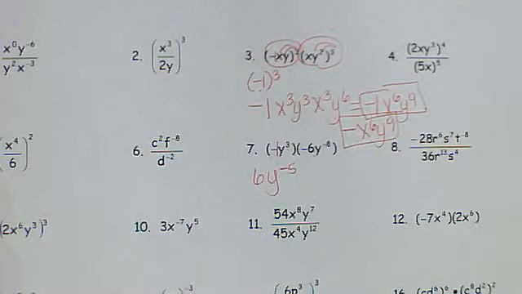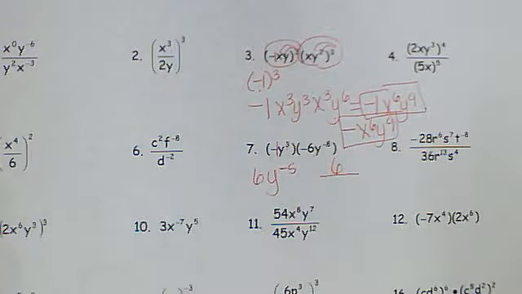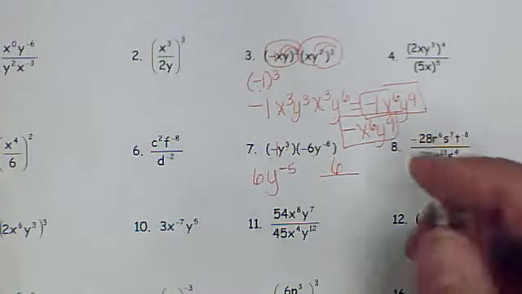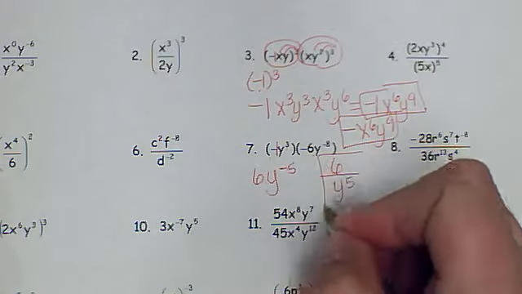But I know I can't leave a negative exponent. Remember, negative exponents have to be moved. The 6 has no exponent at all, so it's going to stay there. But the y to the negative 5th has to move to the bottom, and there's your answer.